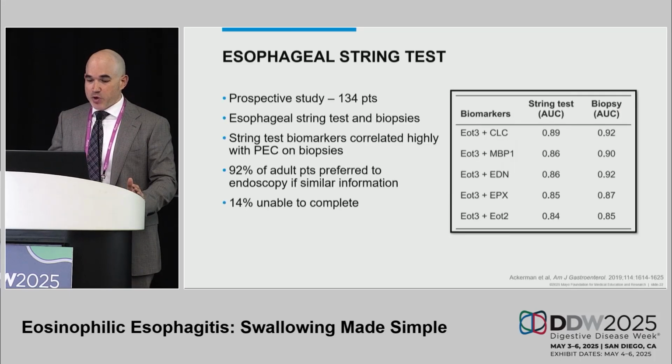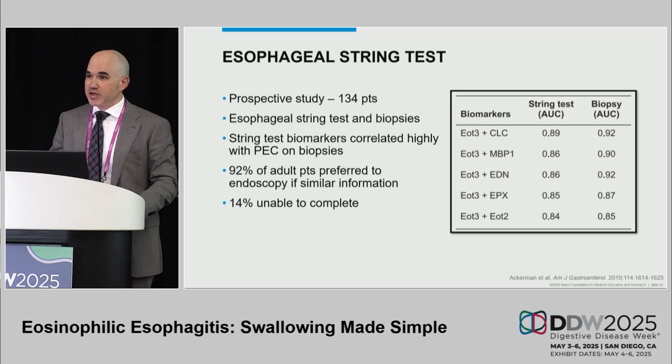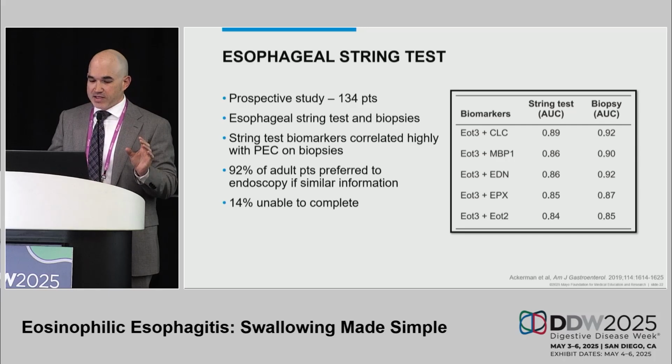There has now been a prospective study in which the eosinophil-associated proteins were compared to basically the results of peak eosinophil count on biopsies. And on the right, you can see the area under the curve is fairly comparable for these eosinophil-associated proteins and the biopsy results yielding the peak eosinophil count. So high correlation. Patients really preferred this to endoscopy, assuming, of course, we could obtain similar information, which overall seems to be the case.